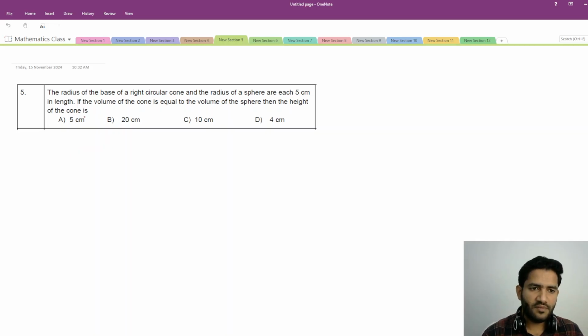The radius of the base of a right circular cone. Okay, so right circular cone.